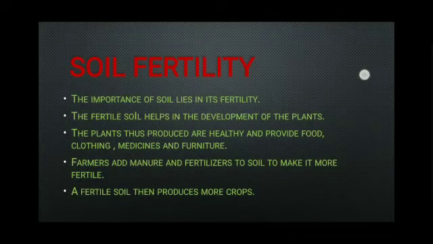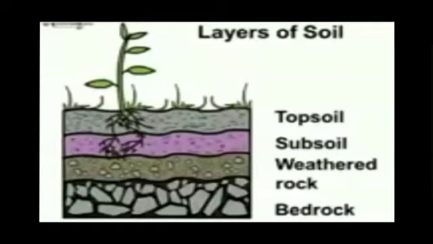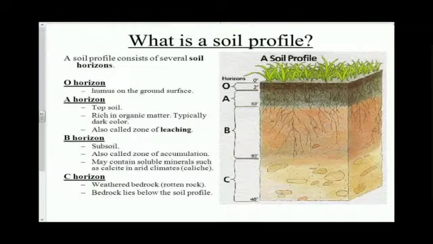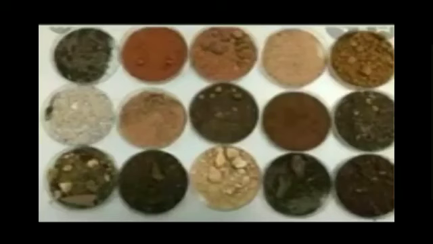My dear students, do you find now the layers of soil in this picture? My dear kids, see, this is the topsoil. Topsoil, which is rich in organic matter. Then it is the subsoil, which is rich in soluble minerals. Then there is weathered bedrock, which is also known as rotten rock. Here comes bedrock, which lies below the soil profile.